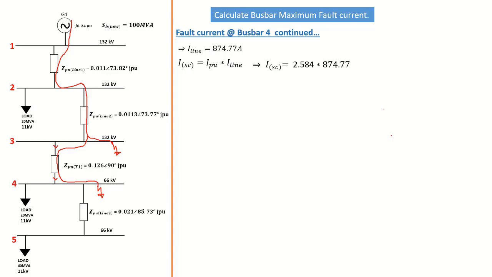We already got our I per unit, which is 2.584. Now multiplying it with our I line gives us a short circuit current of 2260.387 amps. That's 2.2 kiloamps. So that is about 2.2 kiloamps that's going to be present at this point here.